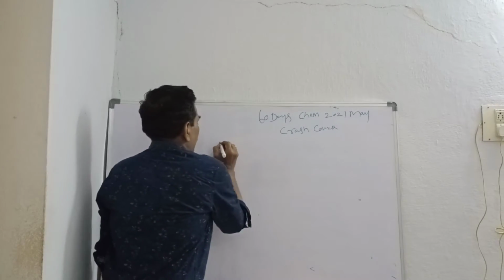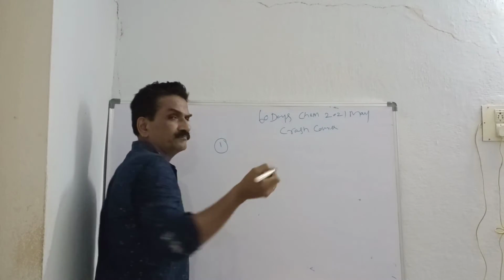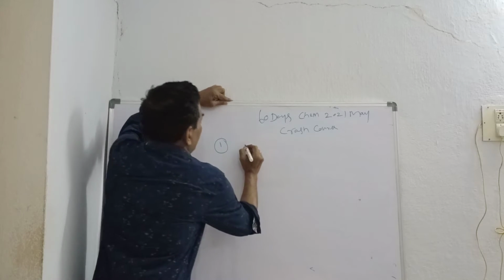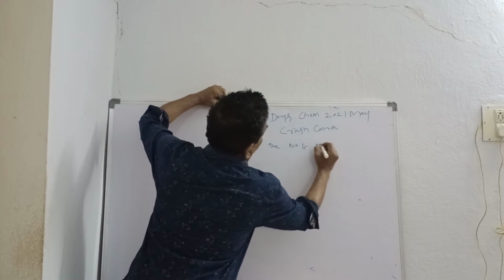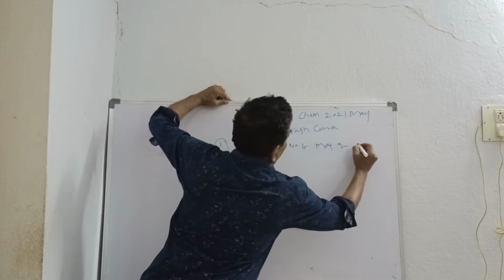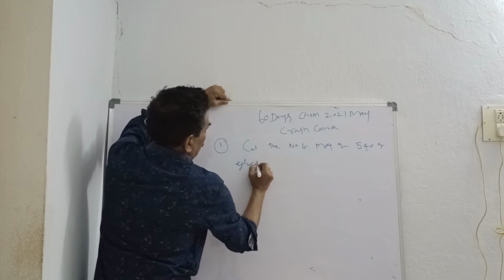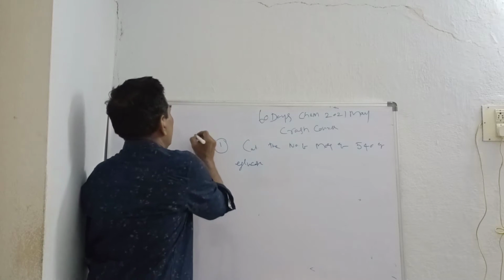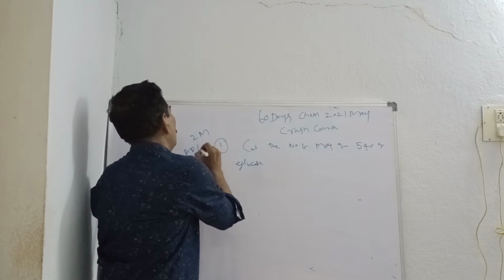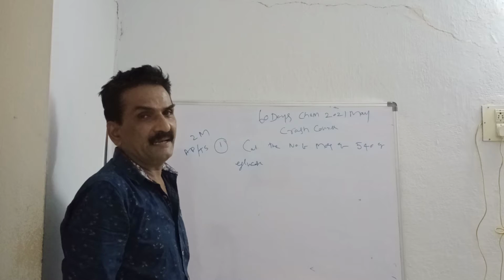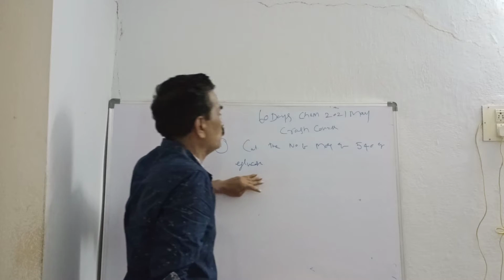Okay. And number one, I will take a 2 marks question from previous paper. Calculate the number of moles of 540 grams of glucose. 2 marks question. Both AP and Telangana states. Many times this question was asked. Calculate the number of moles of 540 grams of glucose.